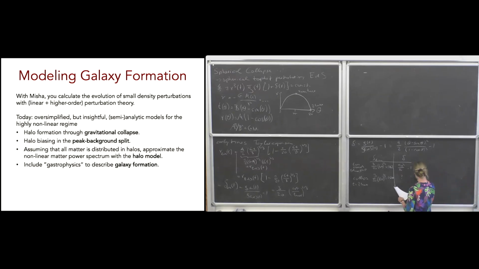So at this time, we can simply say that, of course, total energy should be conserved. That's our potential energy at turnaround, and that's the total energy at virialization. And now using the virial theorem, that's just half the potential energy at virialization. And from that, we can then conclude that the virial radius has to be half the turnaround radius.